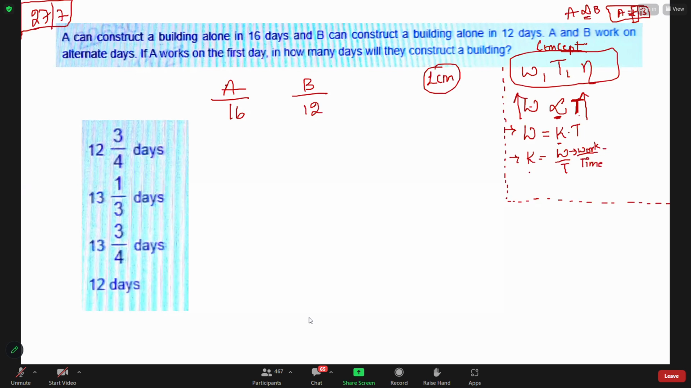Now this is nothing but efficiency, which is eta. Efficiency is equal to work done per time.